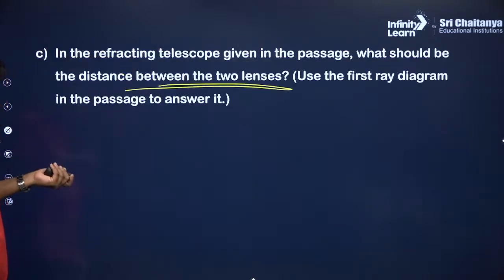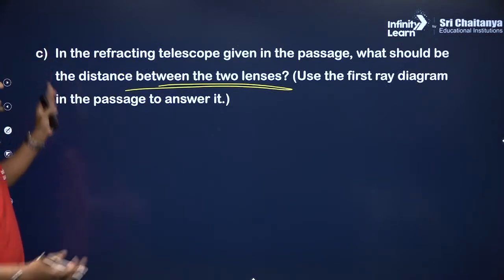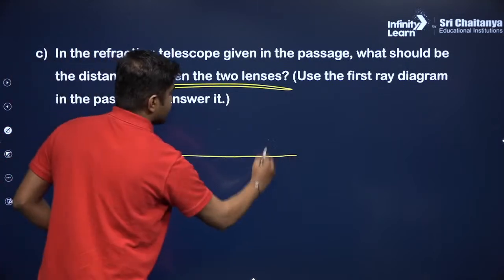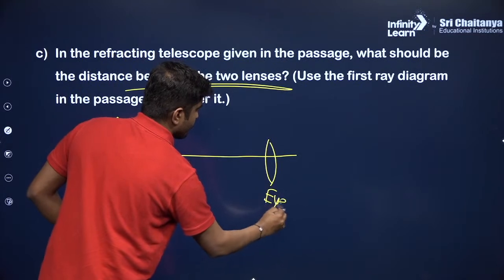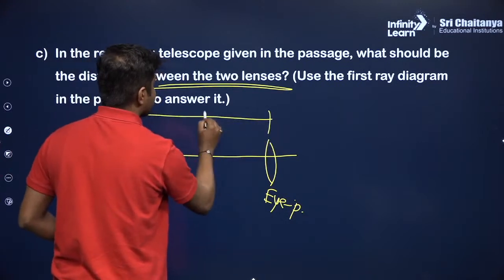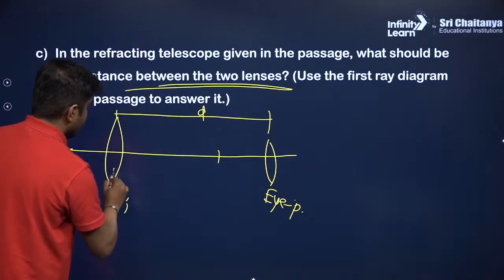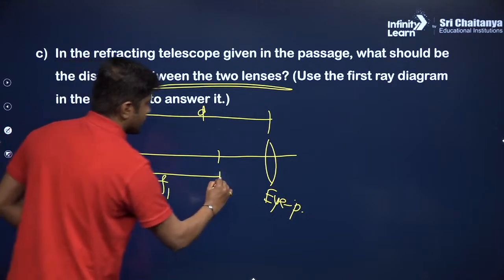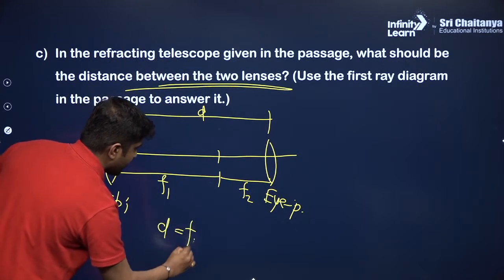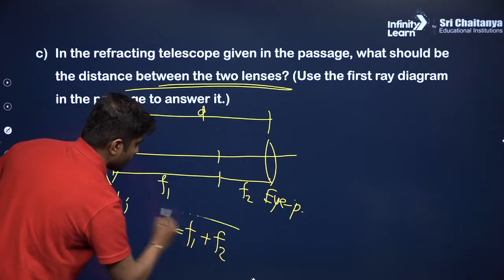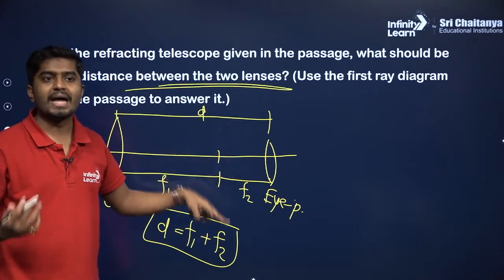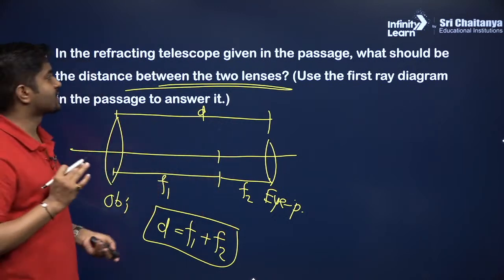Okay, so now, where was it? Yeah, what is the distance? So there was this objective and there is this eyepiece, right? Eyepiece. So the total distance between them, this D, is nothing but, let's say, F1 and this is F2. So the total distance D is F1 plus F2, or the focal length of the objective plus the focal length of the eyepiece. That is our total distance.